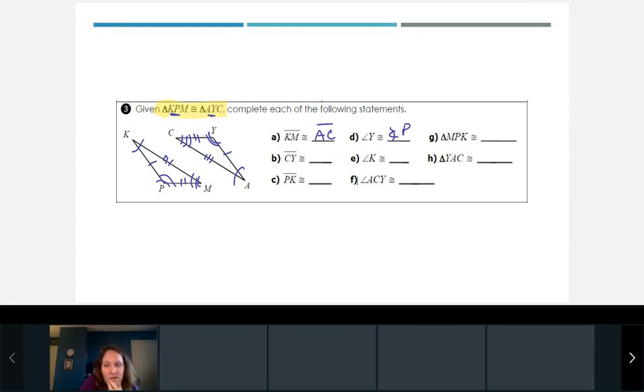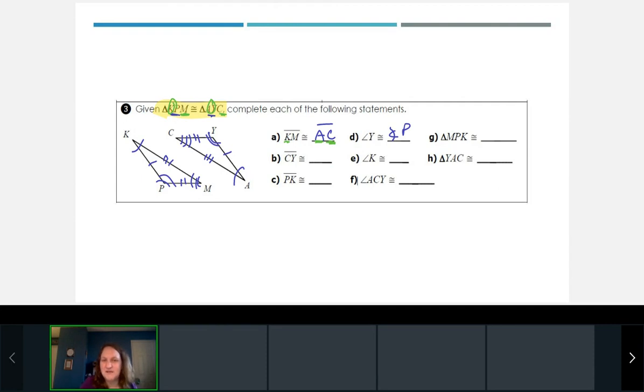P. The question is for part A, could you have written CA? No. Nope, because K has to match up. K and A correspond. So you want your answer to reflect that. And M and C correspond. So you want your answer to reflect that. That was a good question.